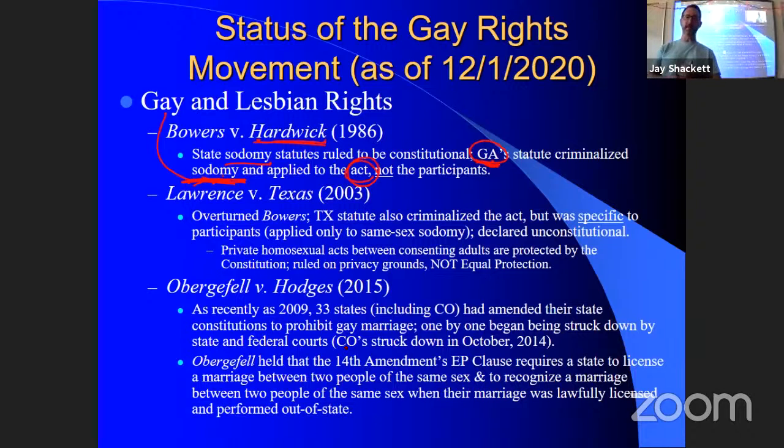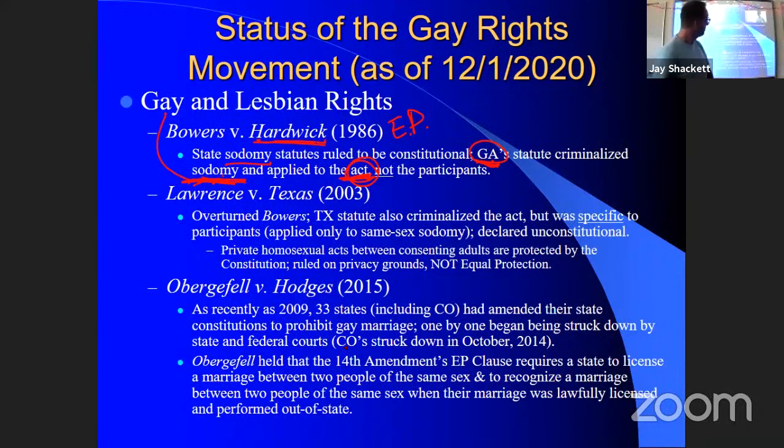In other words, the law was not particular to same-sex anal sex. It was anal sex as an activity, right? And so I told you this was going to get weird. Georgia's law pertained to the actual behavior, not who was engaging in it. And so what the Supreme Court said is there's no violation of equal protection in this case because the law, the way it's worded, could apply to heterosexual sex, anal sex between a man and a woman, a husband and a wife, a boyfriend or a girlfriend.